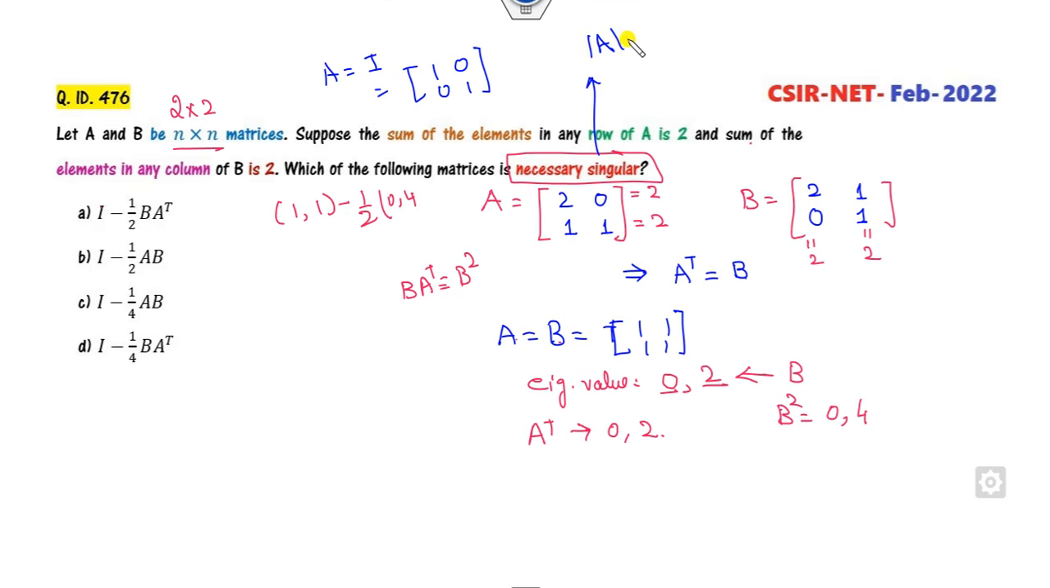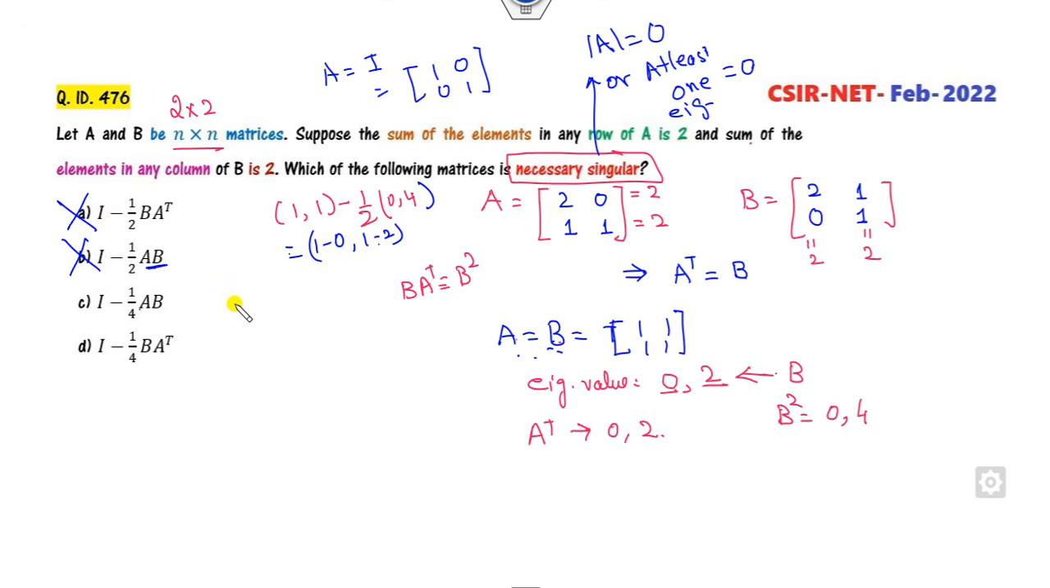So now your target is to prove which one of them is necessarily singular. Singular means the determinant will be 0, or at least one of the eigenvalues is 0. Fine. So these are the pair. So clearly, if you take 1 minus 0 and 1 minus 2, none of the eigenvalues is 0. So the first option is cancelled out. Same for here. What is AB? AB is nothing but B square. So none of the eigenvalues is 0.